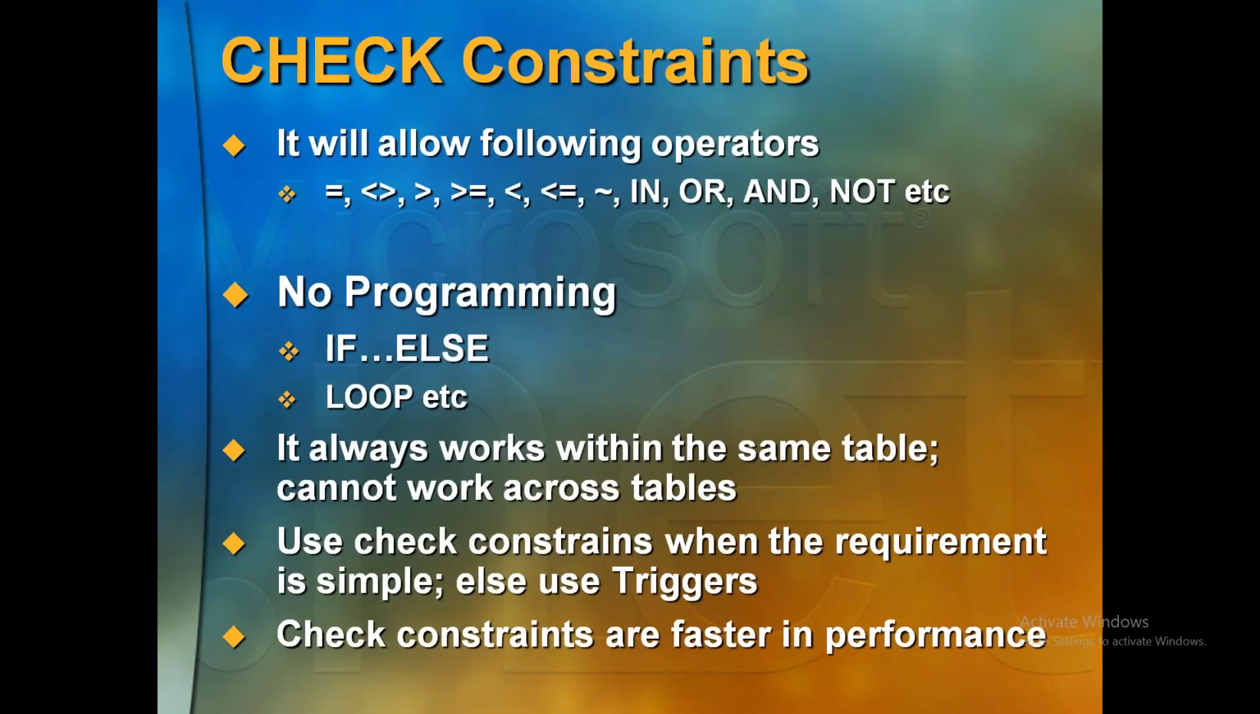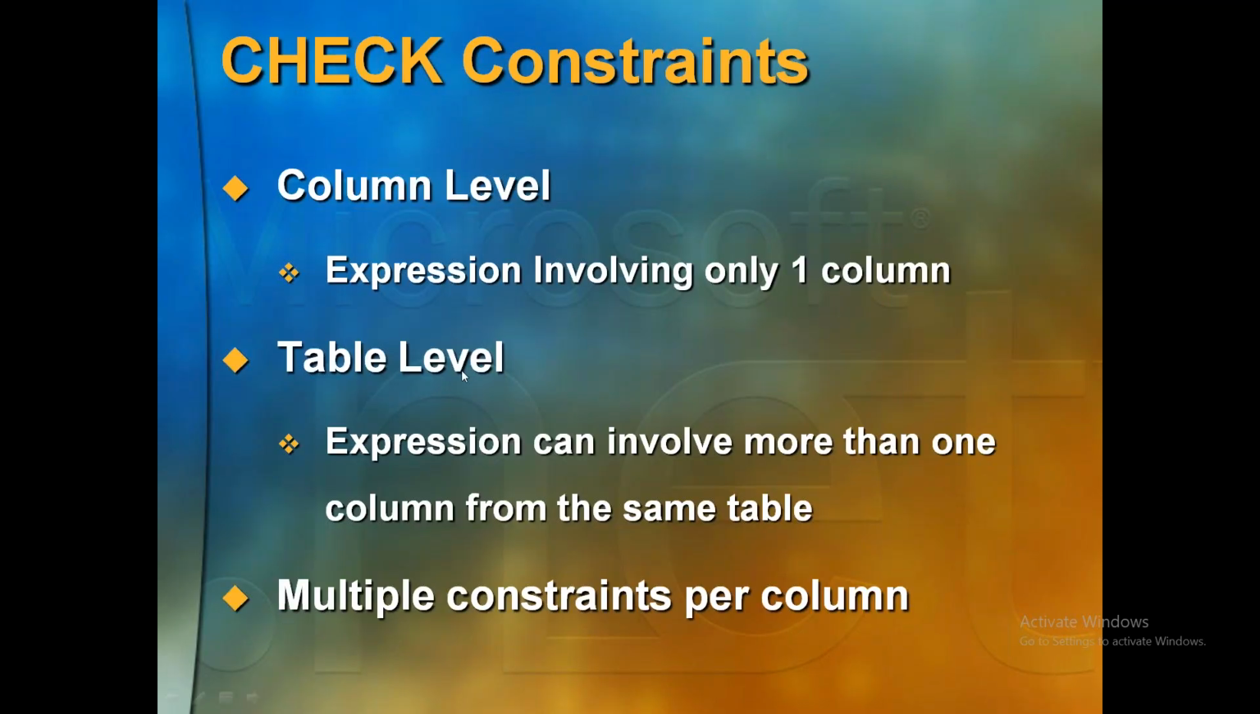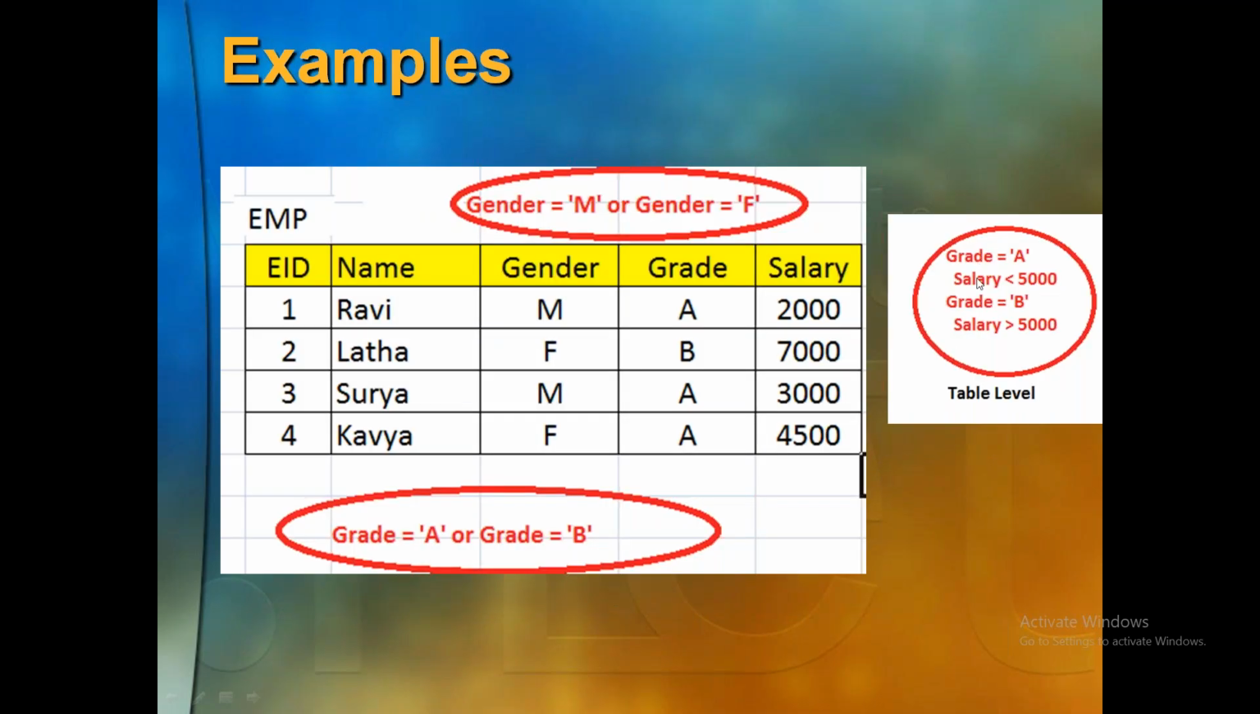Then we have two kinds of check constraints: table level and column level. Column level is an expression involving only one column: salary greater than zero, gender can be either male or female, grade can be either A or B. Only one column I'm using in the expression. Table level means the expression can involve more than one column. Here grade is one column, salary is another column. If the grade equals A, salary is this much. If the grade equals B, salary is this much. This is table level. This is column level. So salary greater than zero is column level, right?